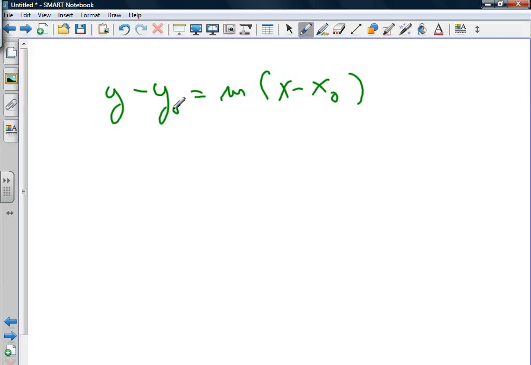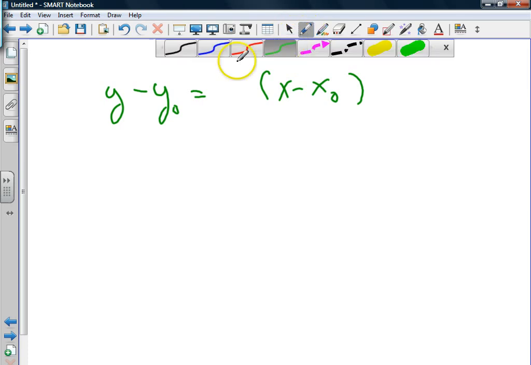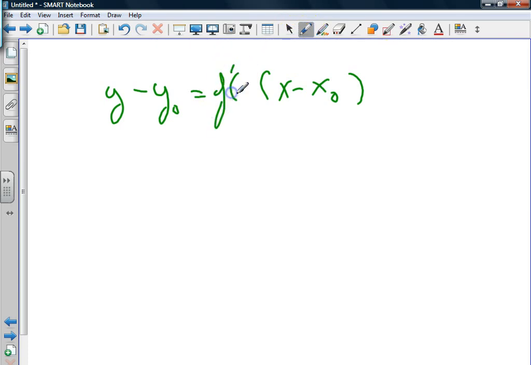M, that's an M for slope, right? Now realize what M is. Isn't that the derivative there? So I'm going to write that: f prime at x0. And y0, isn't that f at x0?